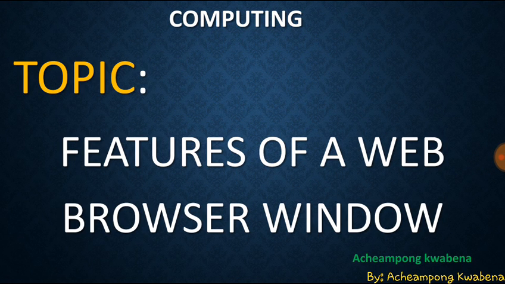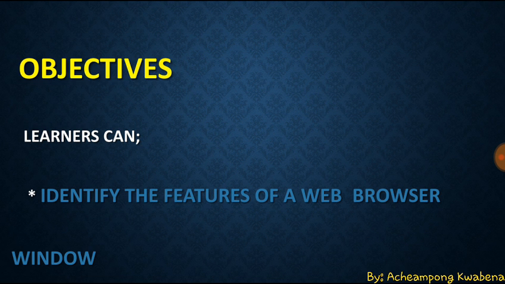Last week, you saw what a web browser is. We said a web browser is an application software installed on computers to help the user to access the internet. And we said a browser is one of the things that we need in order to have connection to the internet. So today we are going to look at some of the features that can be seen when a web browser is being launched on the computer. At the end of this lesson, you should be able to identify the features of a web browser window.